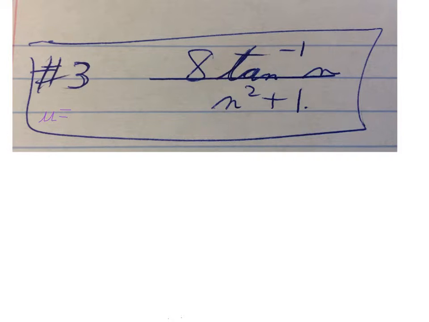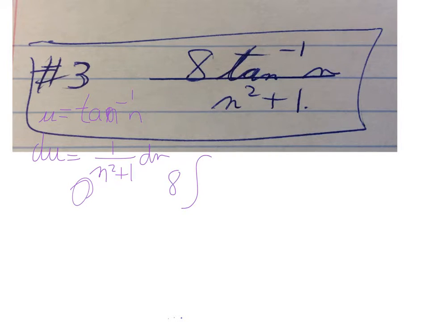be, sorry, that's not writing, tan, oh, tan inverse, so I don't know why my pen is not writing today, tan inverse of n, then du has to be the 1 over n squared plus 1 dn, right? And so we actually have both of those in here, and so if we use the integral test, we can take the 8 out, and we can substitute in u dn and integrate that.